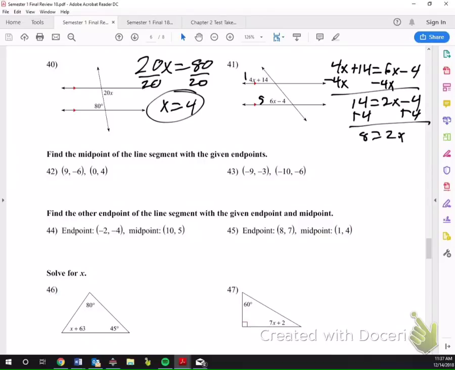We get 18 equals 2x. Divide both sides by 2. We get x equals 4. That's wrong. It is, so that's an 18 right there. So that's a 9 right there.